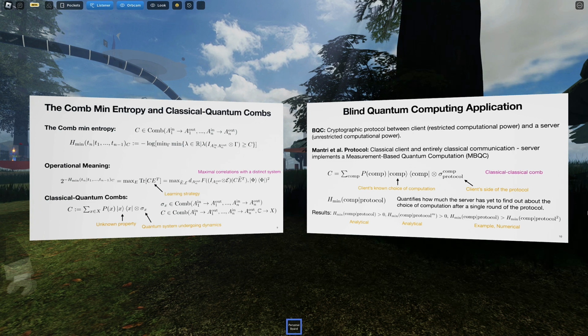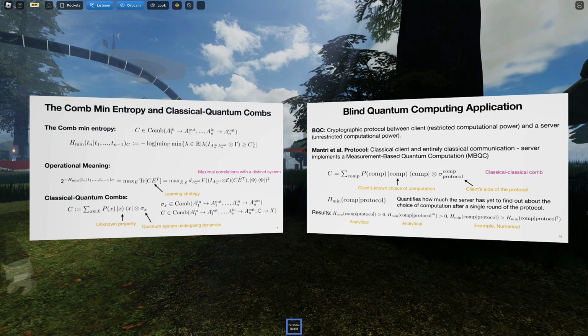We can also extend this to the specific case where one of the systems is classical. So again, we have this variable x, and we're trying to learn something about it, and some set of contingent combs, sigma x.